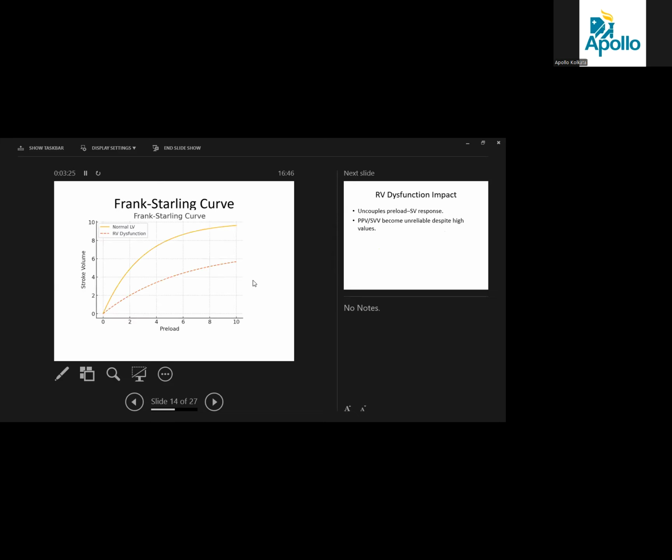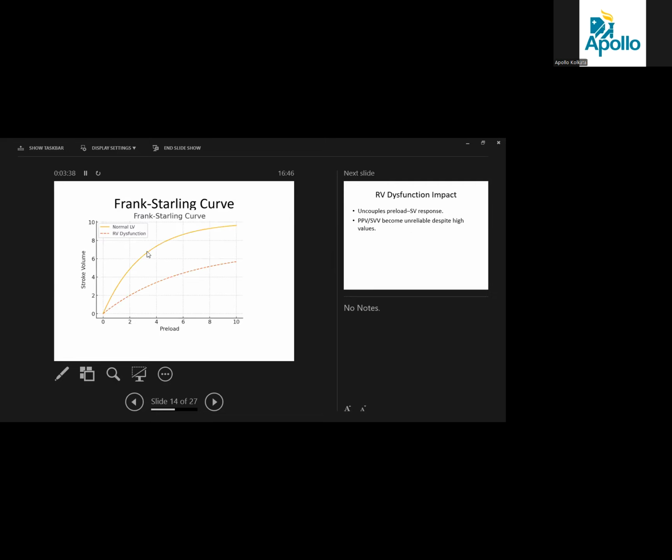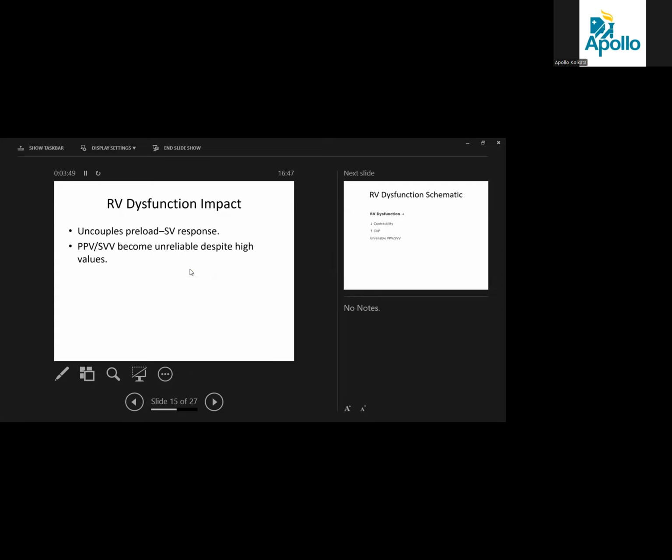If you see the Frank-Starling curve, there are two parts. That is the steep part of the curve where the patients are fluid responsive, and the flat part where the patients are not fluid responsive. Now, in a patient with RV dysfunction, the curve, which we see in the second one, is flattened. So, the fluid responsiveness in RV dysfunction patients is very low.